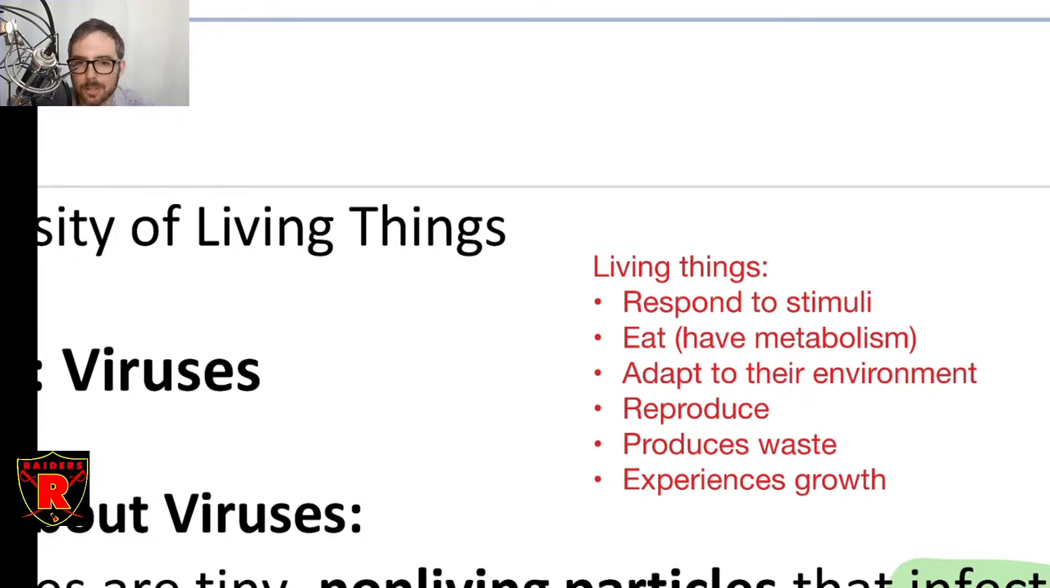Virtually all organisms do that to some extent. Do they have a system of reproduction? Do they have some way to replicate themselves? Do they grow during their life cycle? All living things do that. Okay, so this is our general list. And if you look through all the kingdoms at every single member of every single species, they all do these things to some extent.